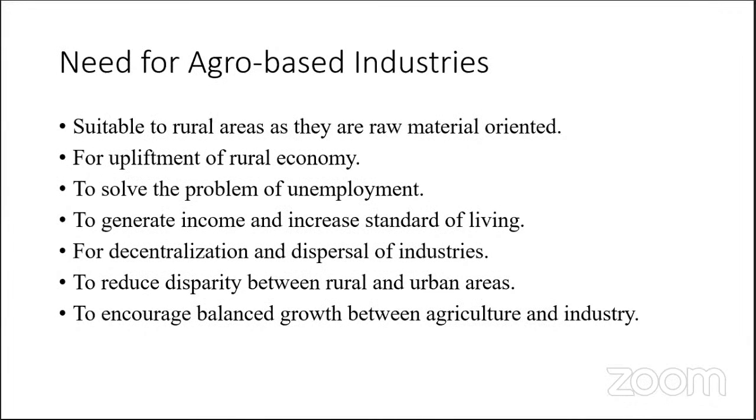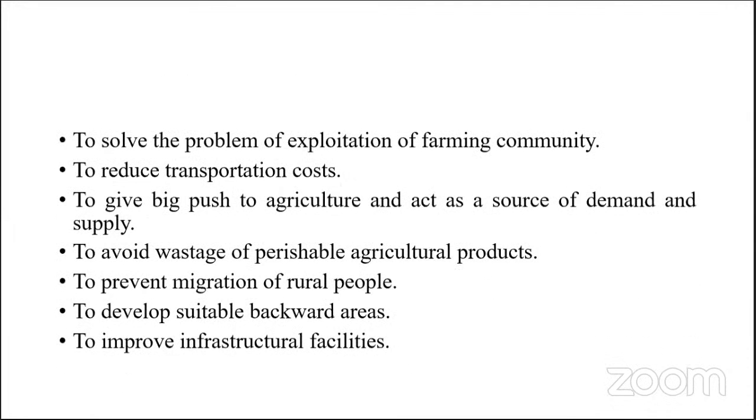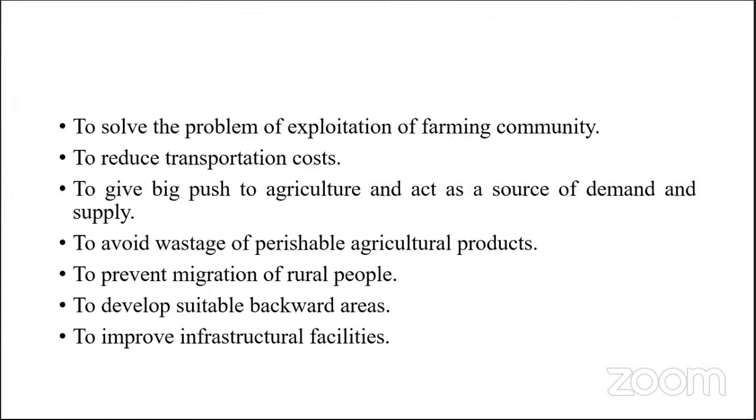So this is nothing but to provide employment opportunities, to solve the problem of upliftment of the rural economy, decentralization and dispersal of industries, and also the disparity between rural and urban areas. So a balanced environment between agriculture and industries has to be created in this sector. Again, transportation problems have to be reduced, middlemen have to be reduced, and infrastructure facilities improved. More focus should be on backward areas and the migration of rural people.